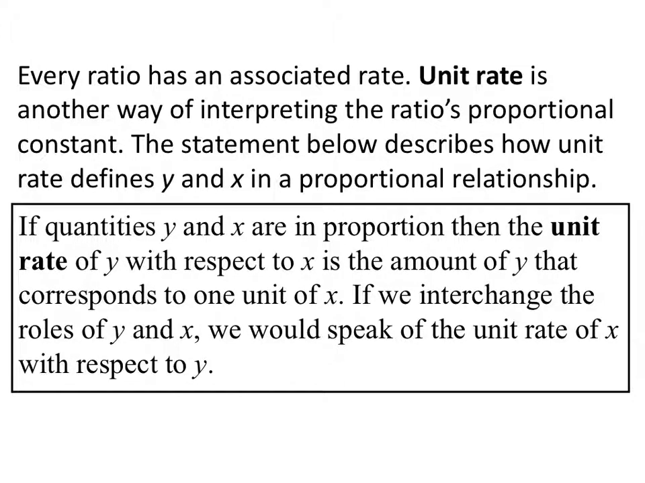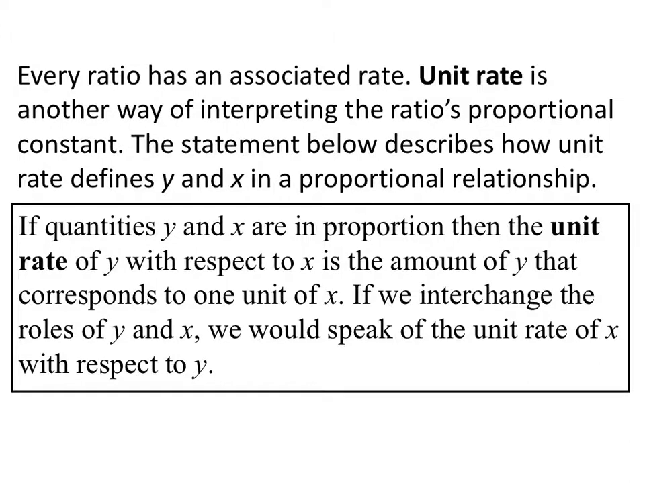Every ratio has an associated rate. Unit rate is another way of interpreting the ratio's proportional constant. The statement below describes how unit rate defines y and x in a proportional relationship. If quantities y and x are in proportion, then the unit rate of y with respect to x is the amount of y that corresponds to 1 unit of x. If we interchange the roles of y and x, we would speak of the unit rate of x with respect to y. All right, again, this would be kind of a review for you guys.